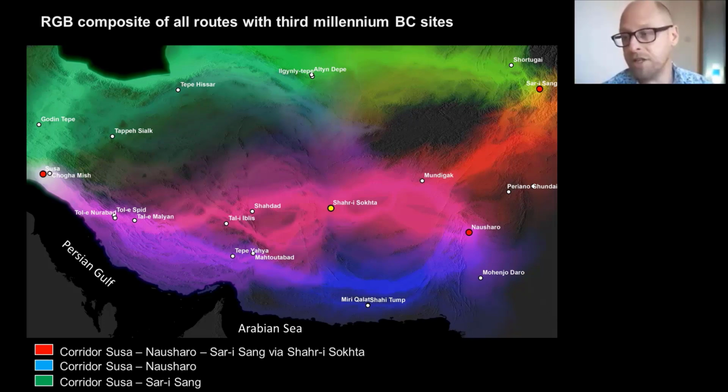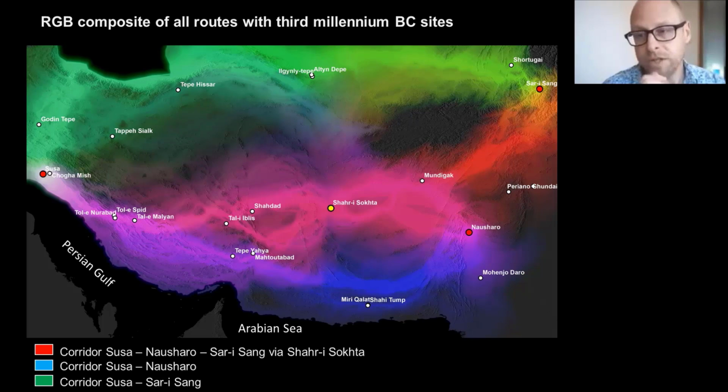There are routes, not necessarily connections, routes via which people would have been able to move from Sarisang to reach Shahi Sokta. And perhaps no surprise, that route goes immediately past Mundigak. The routes are also not very far away to get to Nausharo. But importantly, these are not individual routes, but they are corridors of movement via which people can move.